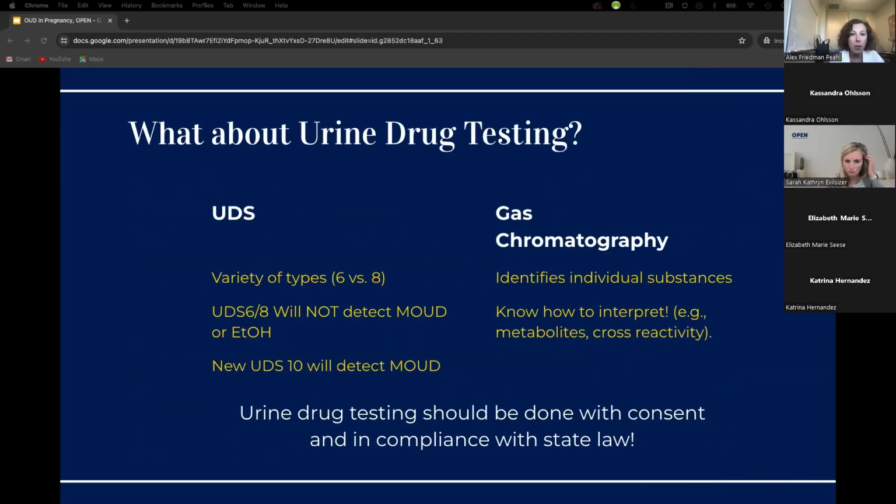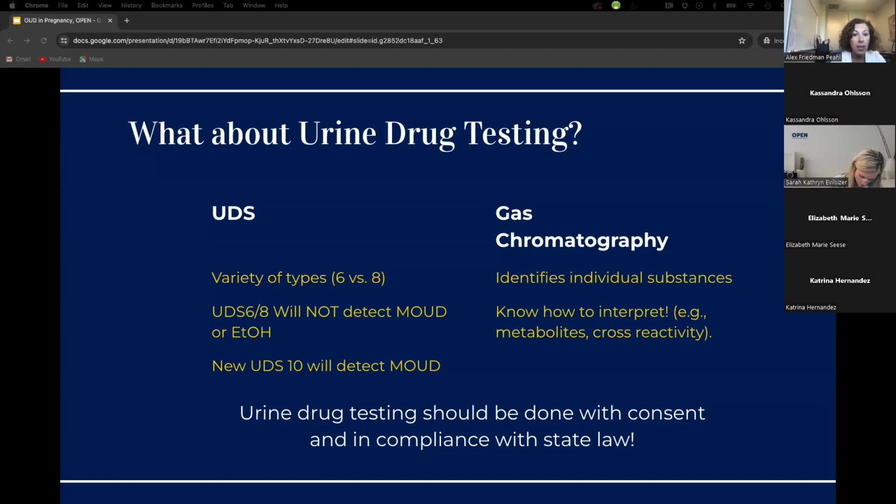All right, so what about urine drug testing? Again, this could be a full lecture in and of itself, but briefly, urine drug screening typically detects specific substances. There are a variety of types, the UDS 6, 8, and there is an upcoming UDS 10. UDS 6 and 8 will not detect medication for opioid use disorder, methadone or buprenorphine, and it also will not detect alcohol. That needs to be added on as a separate urine metabolite. A new drug screening is coming out that will detect buprenorphine and methadone, but currently those tests in most facilities need to be ordered separately.